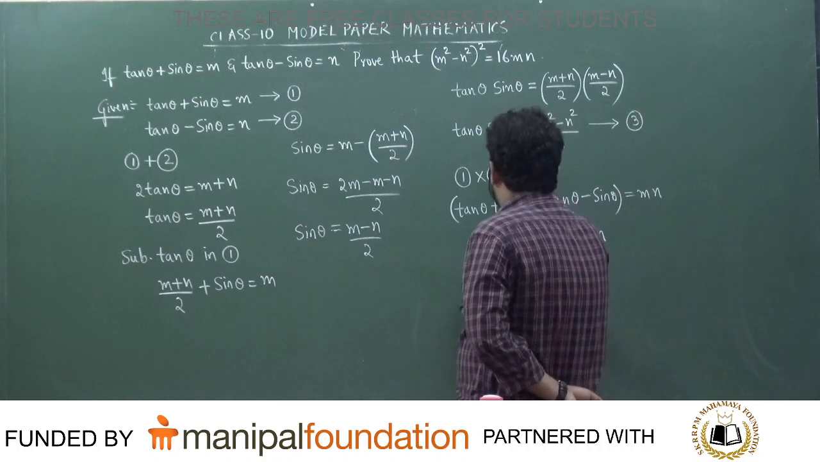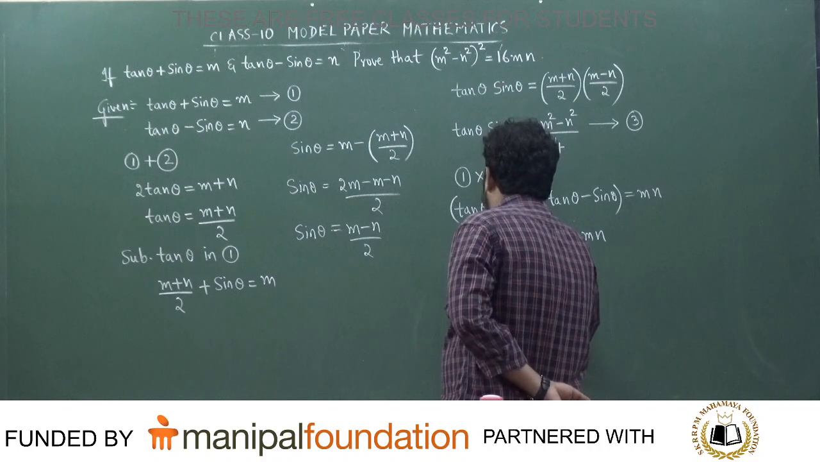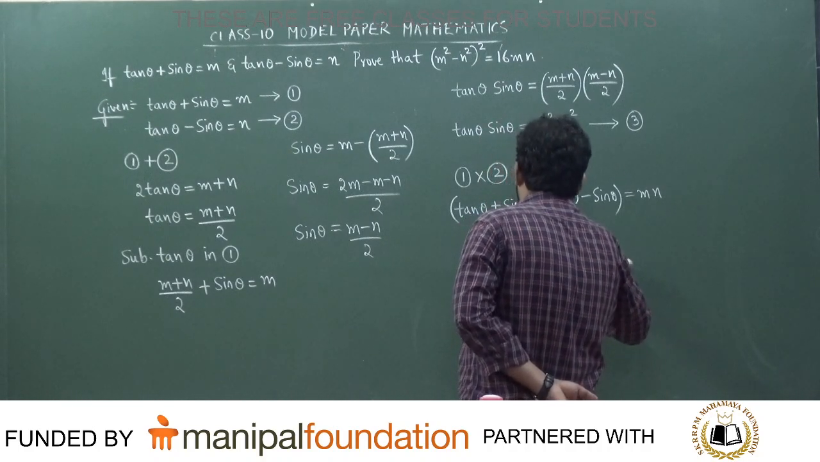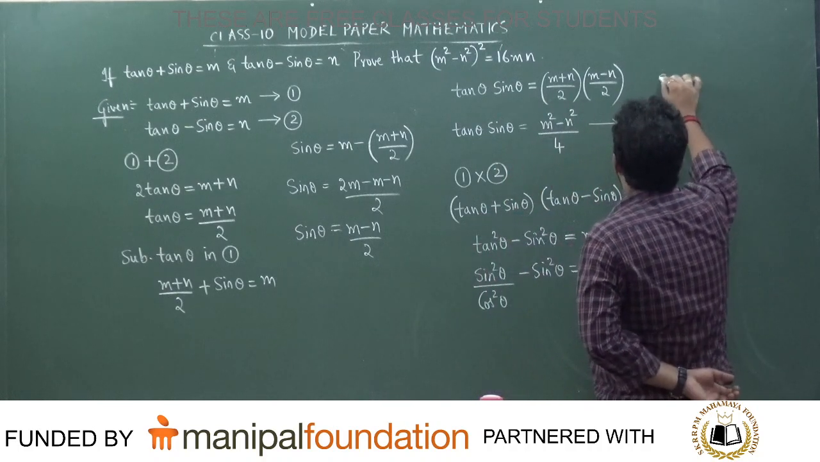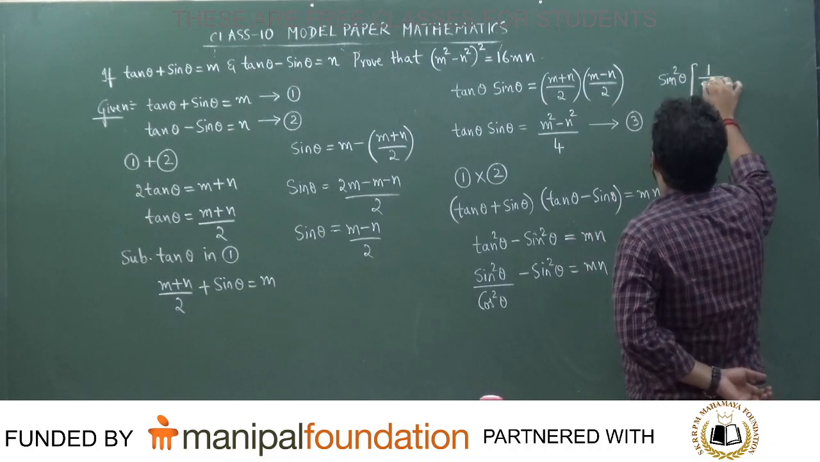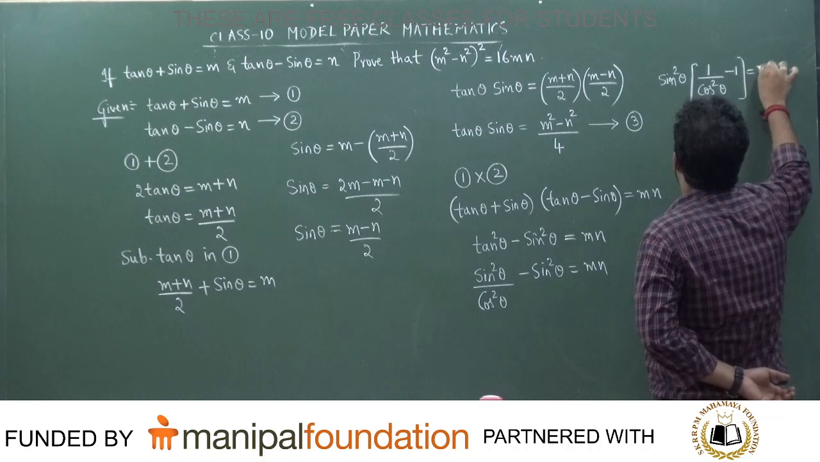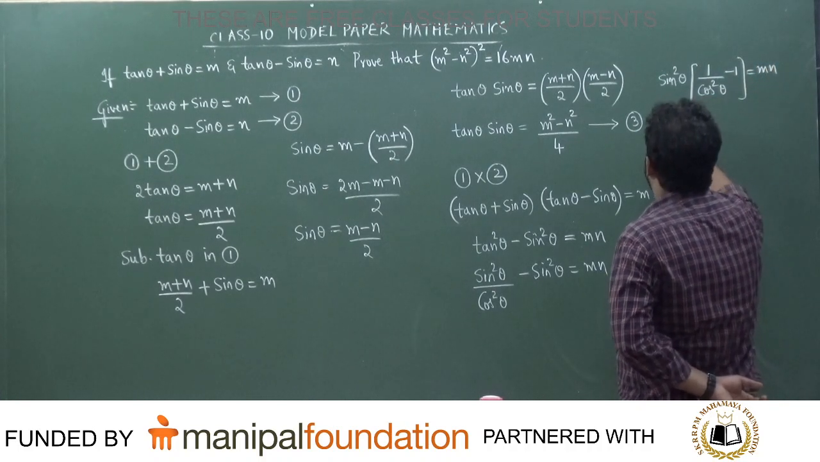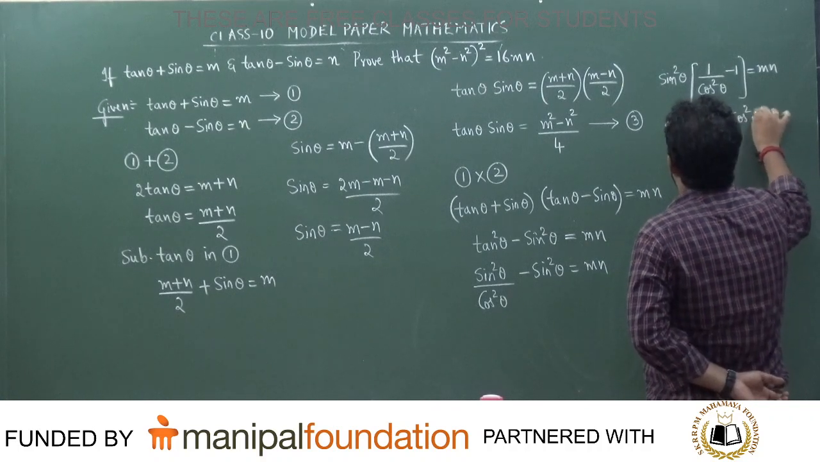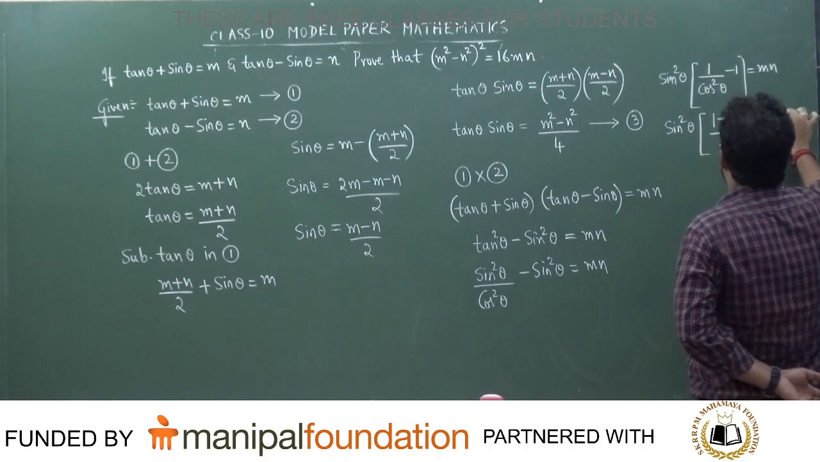What is tan squared theta? It can be written as sin squared theta divided by cos squared theta, minus sin squared theta, that is equal to m into n. So now we'll pull out sin squared theta common. Sin squared theta taken out, what is left? 1 by cos squared theta minus 1, that is equal to mn. So I can write sin squared theta into 1 minus cos squared theta divided by cos squared theta, that is equal to m into n.